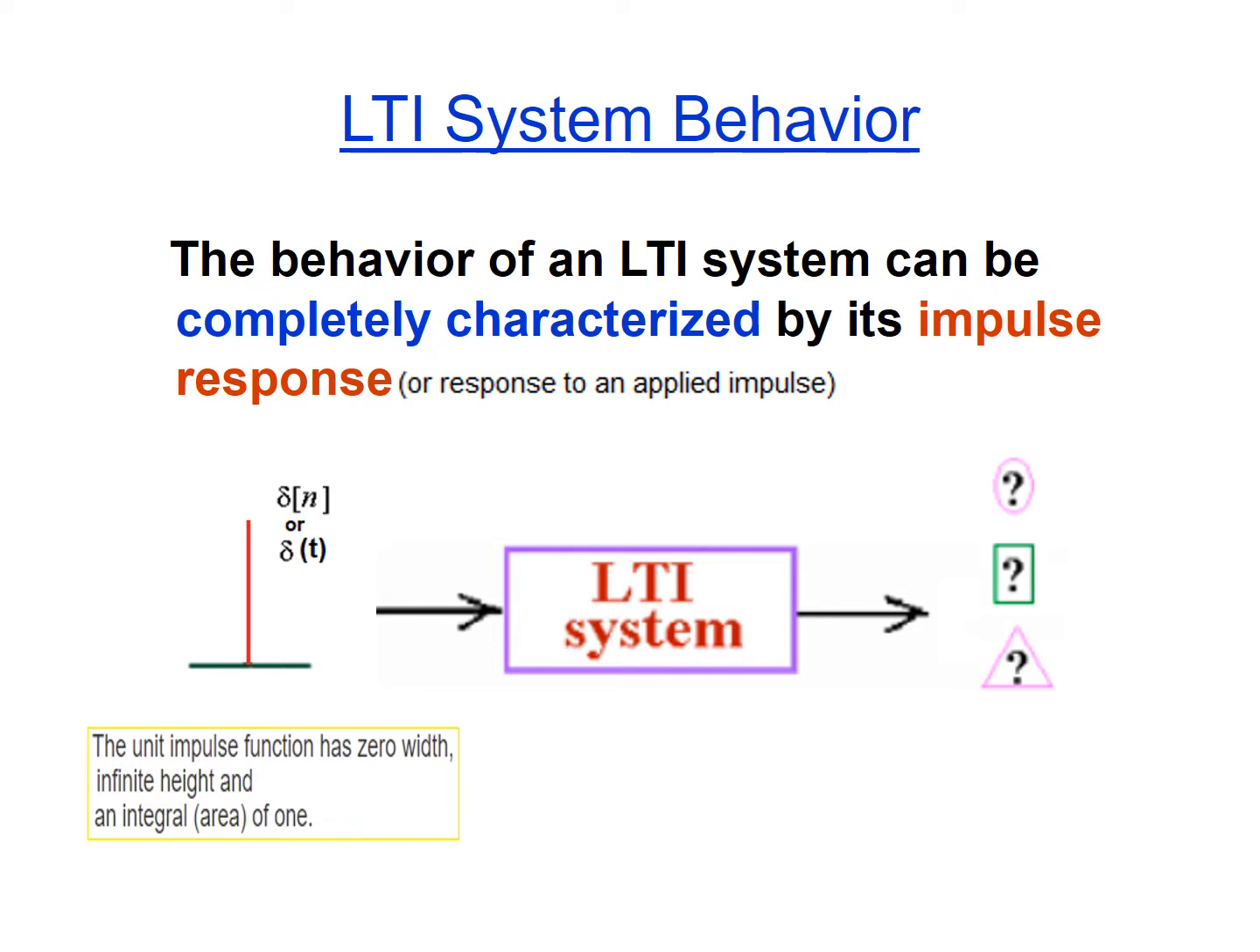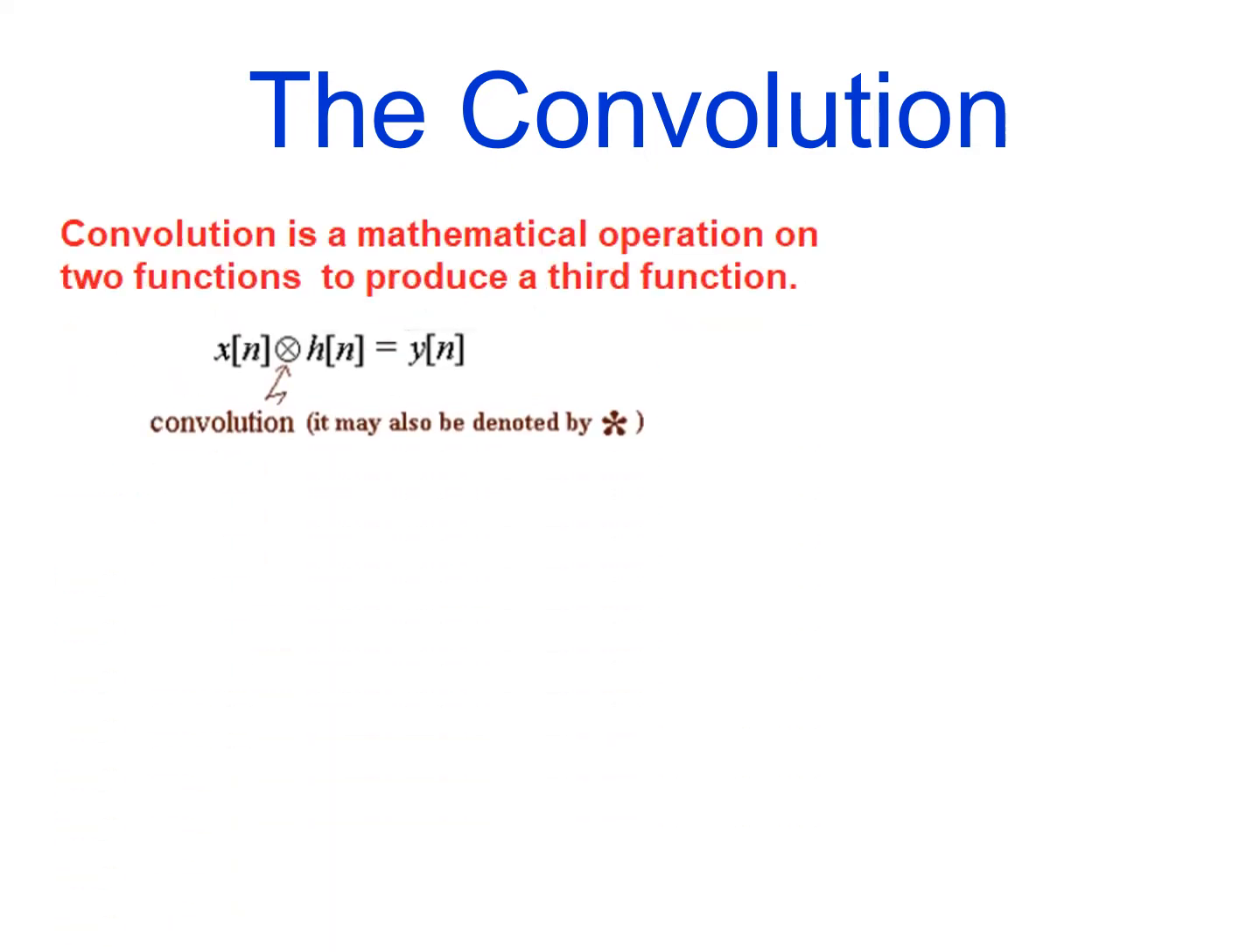The impulse signal is represented by delta: delta n for the discrete time signal and delta t for the continuous time signal. We'll also be using a term called convolution, slightly difficult to comprehend, but let's give an effort. Convolution is a mathematical operation on two functions, x and h, to produce a third function y n. And we use this symbol. This is not a multiplication symbol, but a convolution symbol. It may also be represented by a simple star.